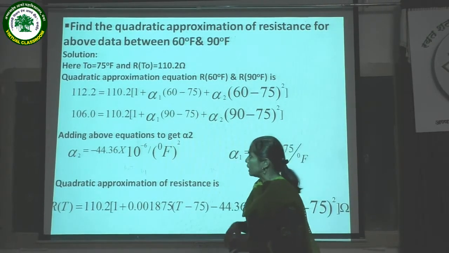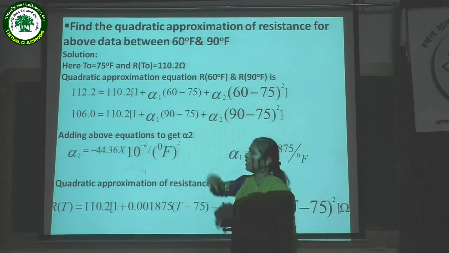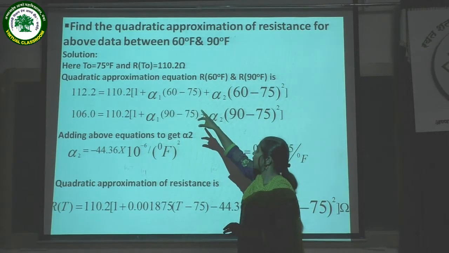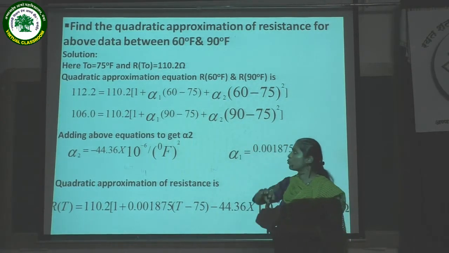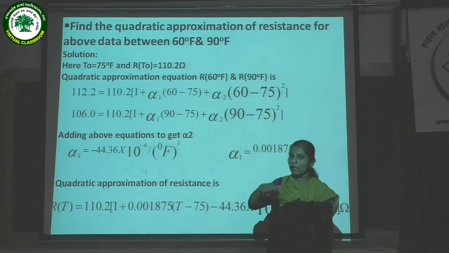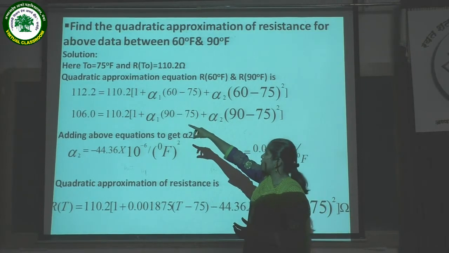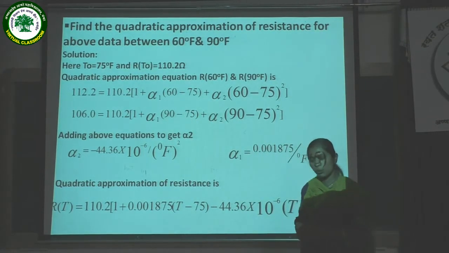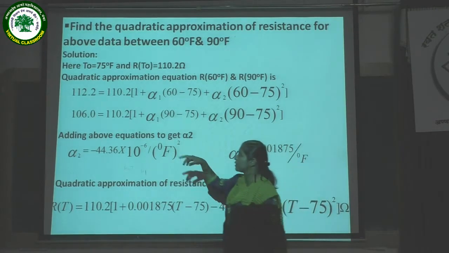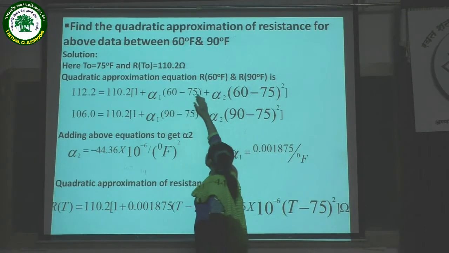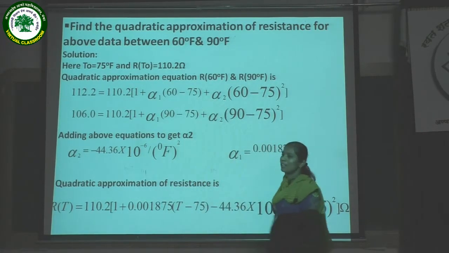Here T0 is selected as the central value, that is 75 degrees Fahrenheit. RT0 is 110.2 ohm. The first step remains the same for linear as well as quadratic approximation. So T0 is known to us, RT0 is also known to us. We have the equation for the quadratic approximation, that is RT0. Over here we are going to write the equation for R at 60 degrees Fahrenheit.